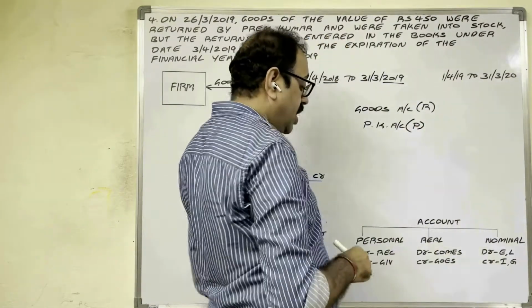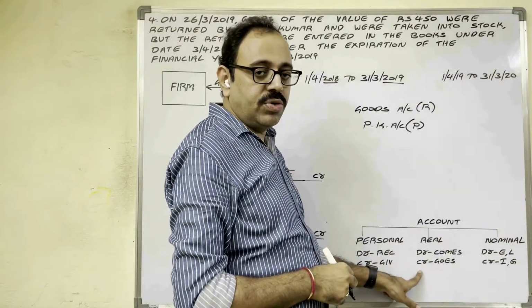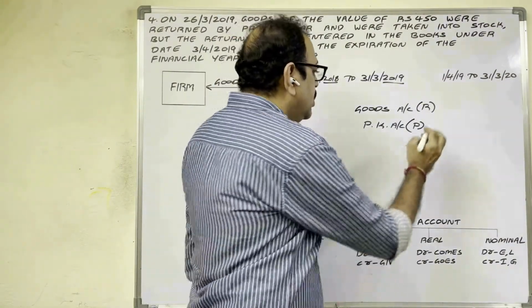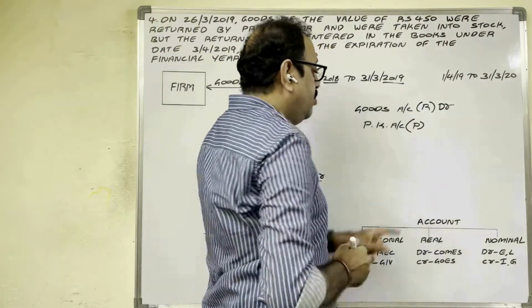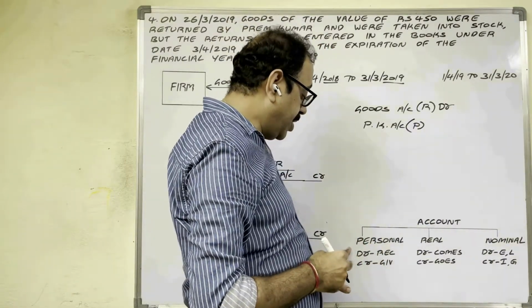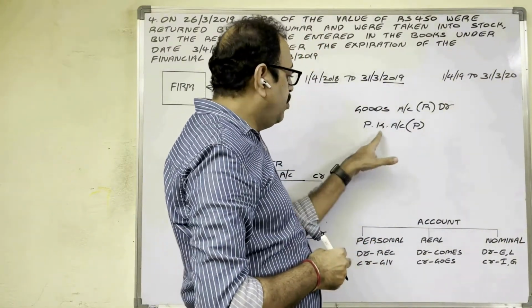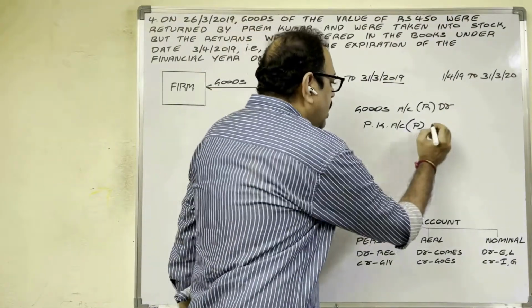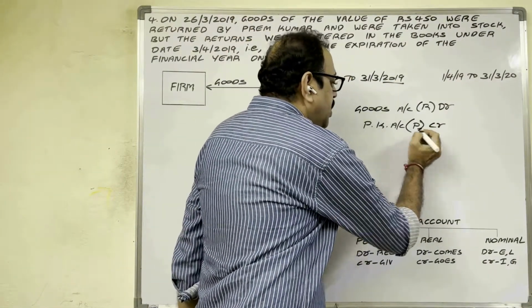Real account rule. Debit what comes in, credit what goes out. Goods are coming to us. Debit goods account. Personal account rule. Debit the receiver, credit the giver. Prem Kumar is giving goods to us. He is a giver. Credit his account.